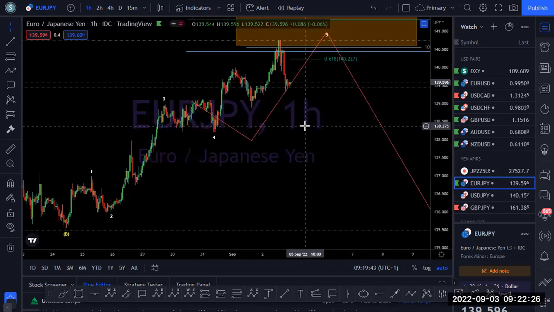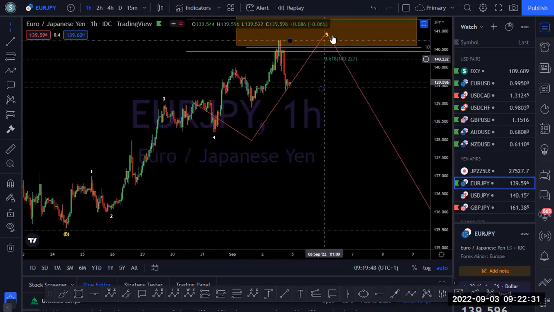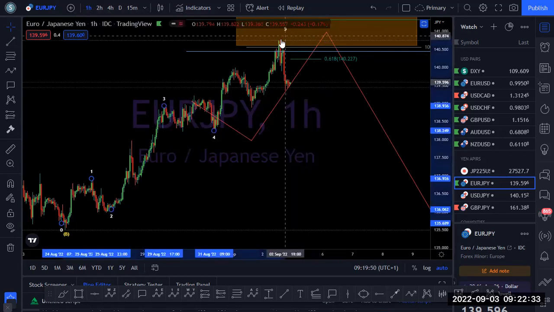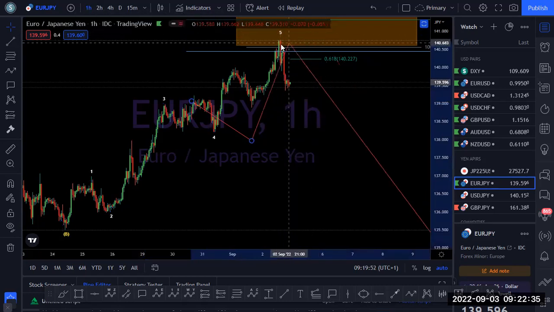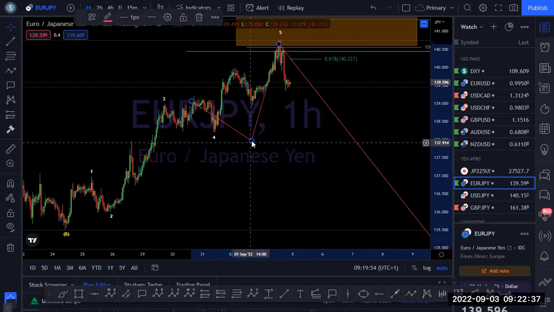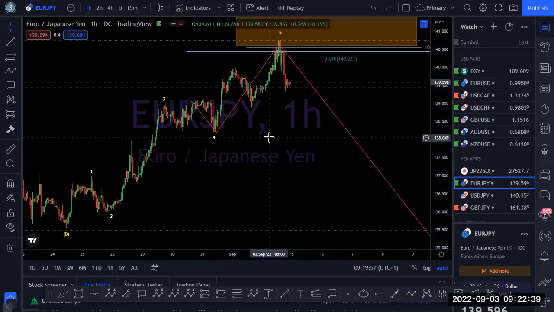Now there's something else I will see before I sell. So I don't think it will go up anymore. From what I'm seeing, it's not going up anymore. Rather, it will sell. I'm now looking for a sell setup.